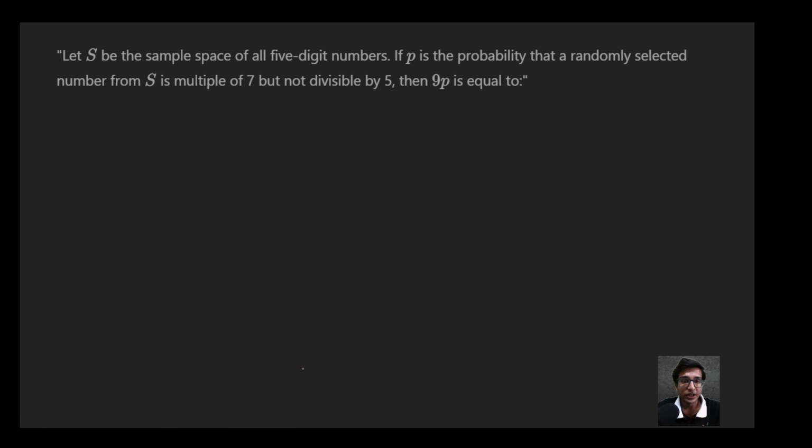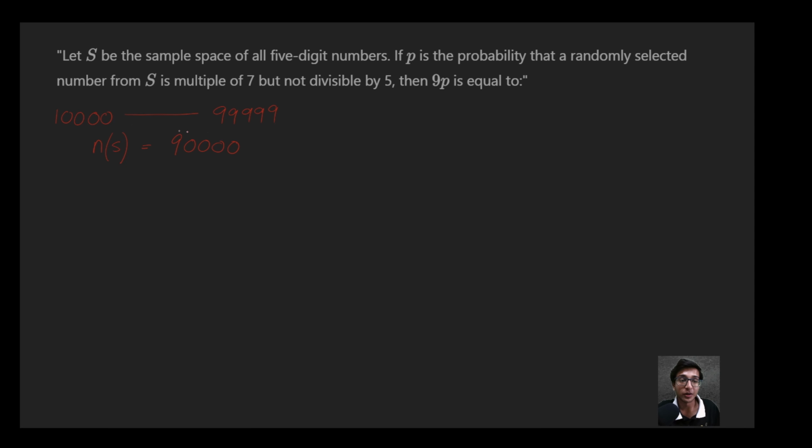Let's look at another question. Let S be the sample space of all 5-digit numbers. So first let us write this down. What is the first 5-digit number that we know of? It is 10,000. And what is the last 5-digit number that we know of? It is of course 99,999. So the total number of elements in our sample space becomes 90,000.